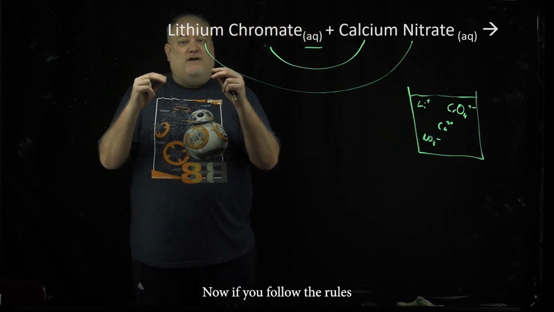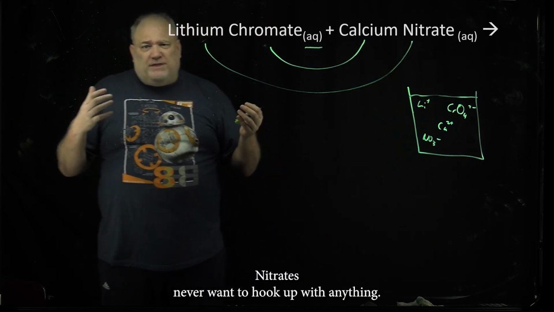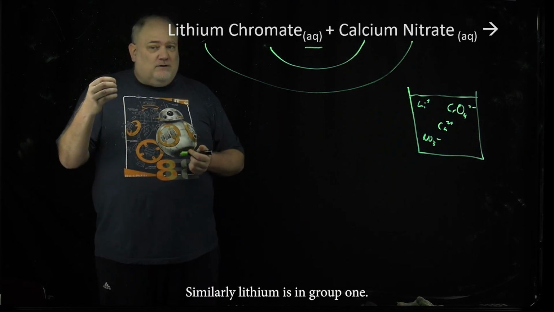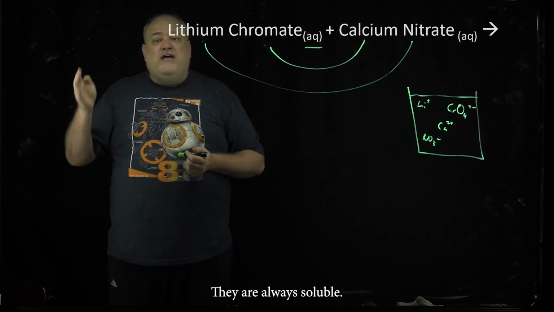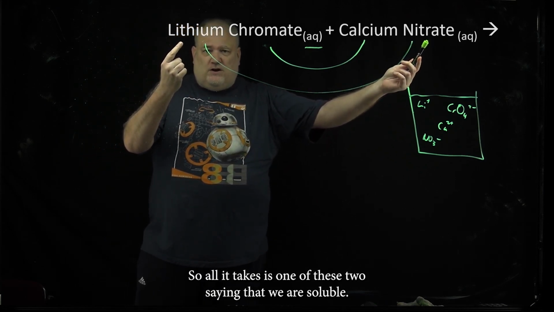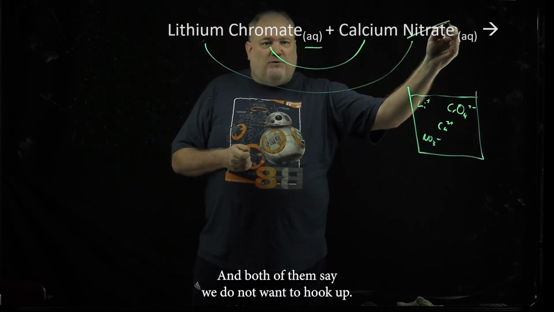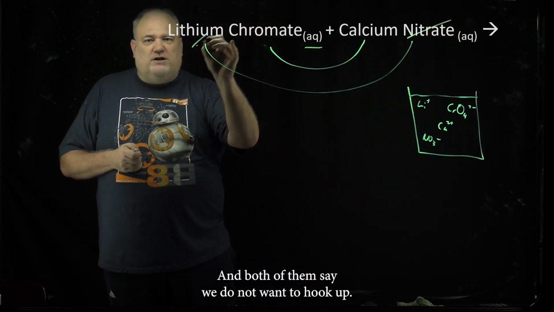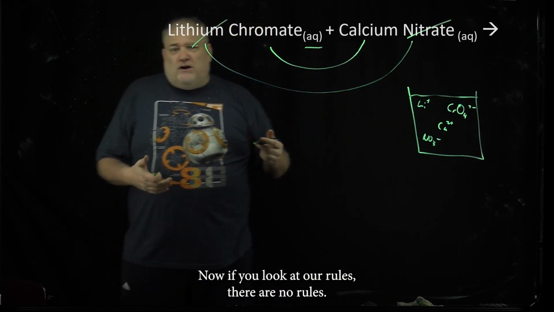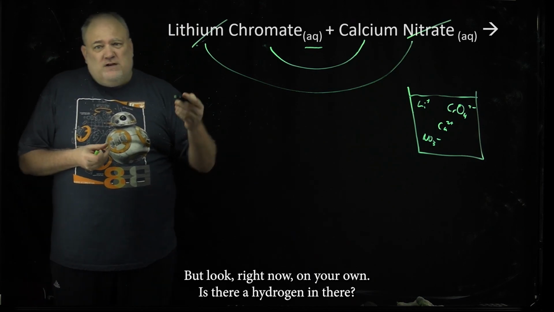Now, if you follow the rules, nitrate's a big one. Nitrates never want to hook up with anything. They're almost, and by almost, they are always soluble. Similarly, lithium is in group 1. They are always soluble. So all it takes is one of these two saying that we are soluble, and then those two will not hook up. But in this case, we are fortunate, and both of them say we do not want to hook up. That leaves us with calcium and chromate. Now, if you look at our rules, there are no rules, and I'm jumping ahead because I know the rules, but look right now on your own.